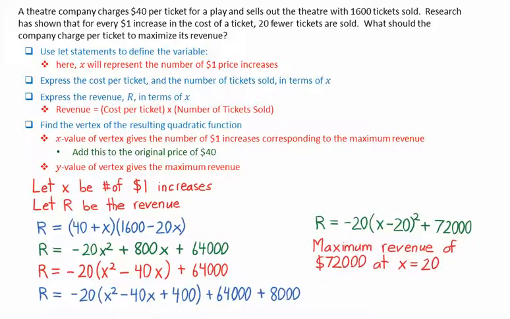We then know that the maximum revenue will be 72,000, and this will occur at x equals 20. This means that the company should charge an extra $20 per ticket, so they should charge $60 per ticket.